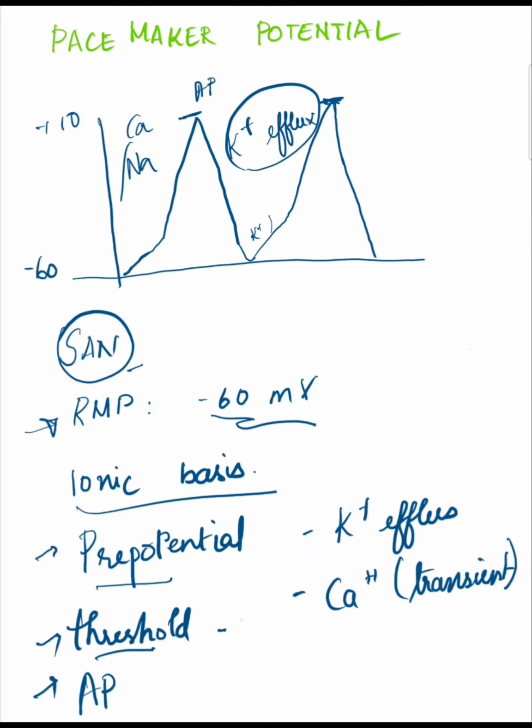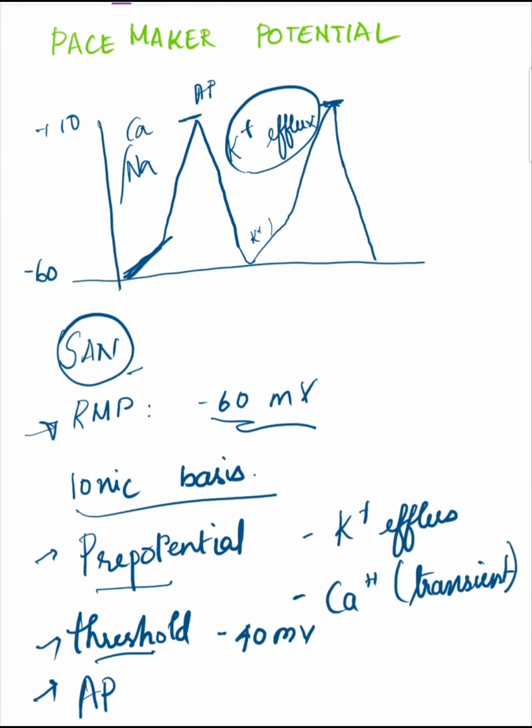The threshold potential is minus 40 millivolts, and the action potential is largely due to calcium entry, and a very little contribution of sodium channels is done. This is the slow depolarization, which occurs until the firing level, which is 40 millivolts. Now we are going to see about the effect of sympathetic stimulation on pacemaker potential.